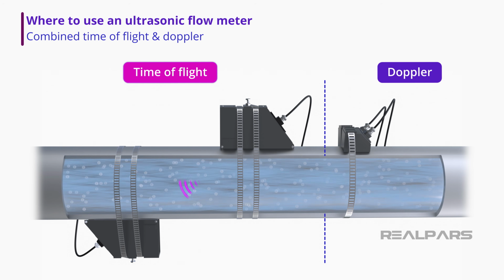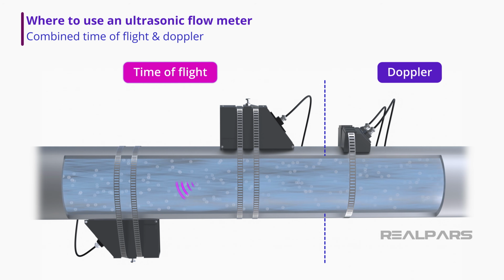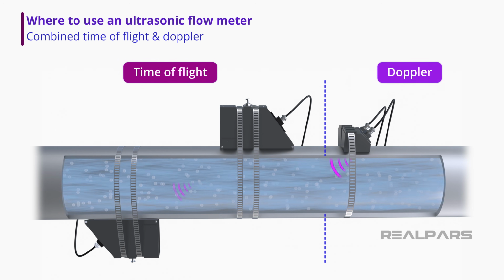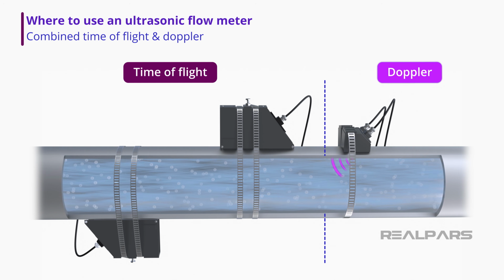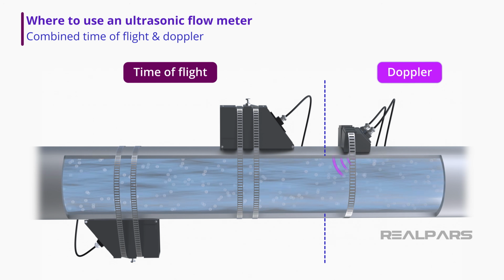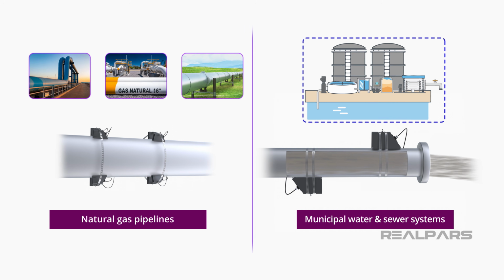Additionally, in some cases, time-of-flight and Doppler can be used in the same flow meter design to handle fluids which may change composition over time. When particles or sediment is detected, the meter can change from time-of-flight mode to Doppler mode to maintain flow measurement accuracy. This video has provided an overview of the working principles of ultrasonic flow measurement.